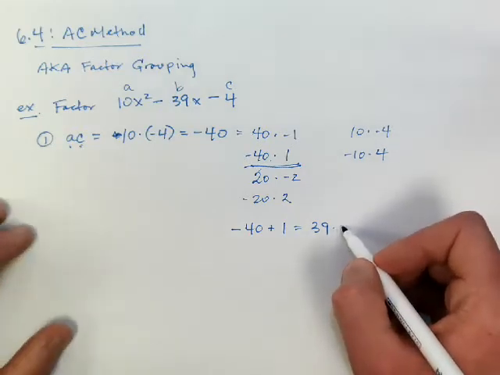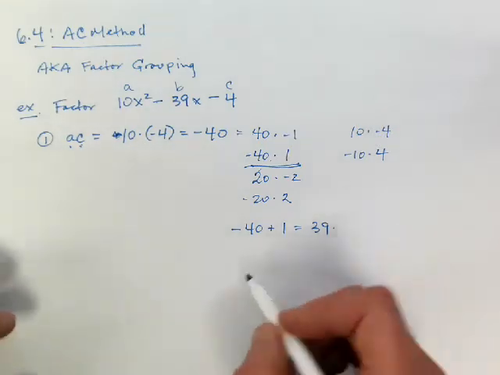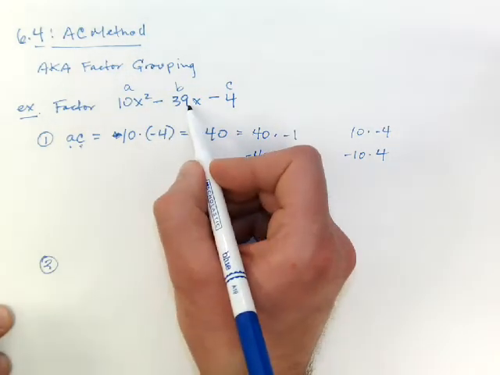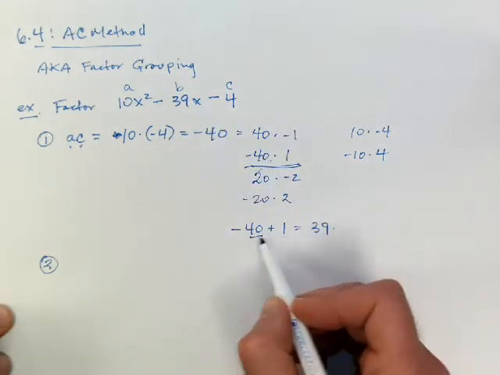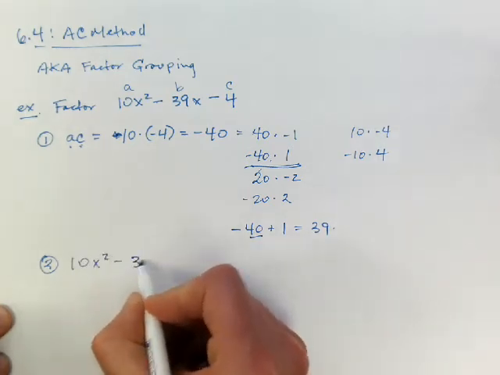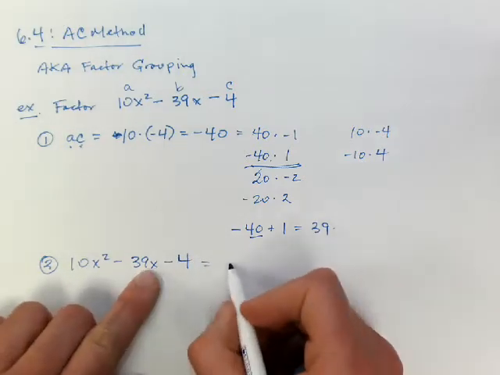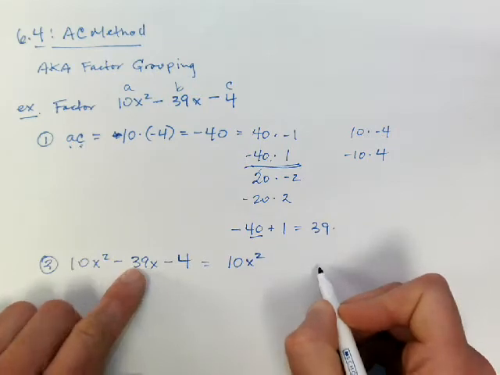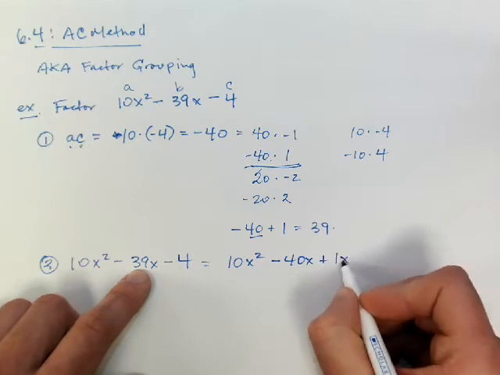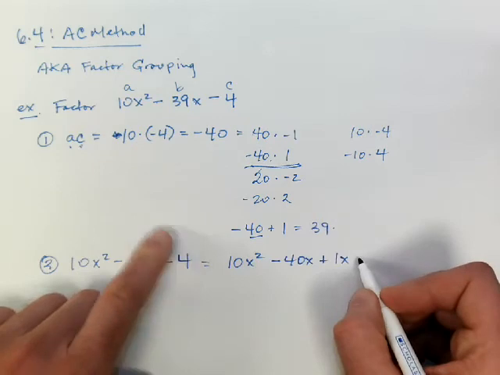Okay. Now, what we do with this is a little different. These aren't just the two constant terms. What we're going to use that for is to split up the negative 39x into a minus 40x and a 1x. So rewrite that. Now split this term. So we have a 10x squared, and we're going to turn this into minus 40x plus 1x. Notice they would add up to the minus 39x if we went backwards. And then minus 4.